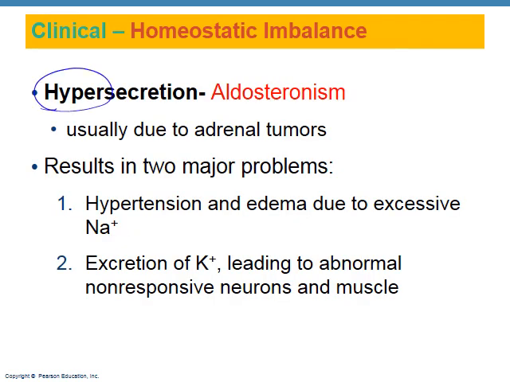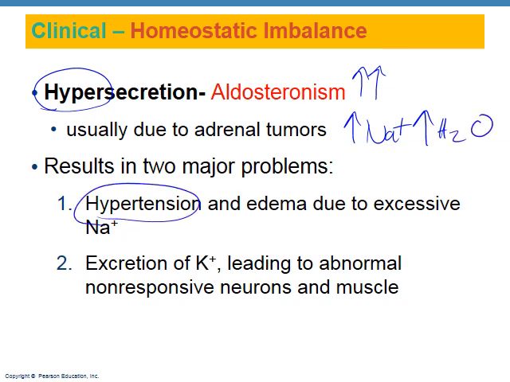So what happens if you have hypersecretion? If you have too much aldosterone, what's going to happen? If aldosterone is on, you're reabsorbing sodium and you're reabsorbing water and you don't stop. So that causes hypertension. If you increase your water, that increases your blood volume and that increases your blood pressure.